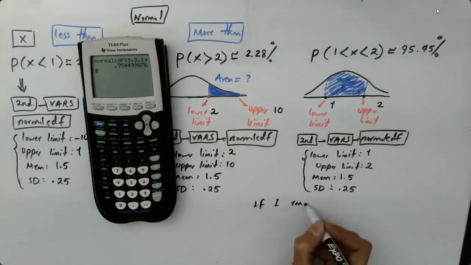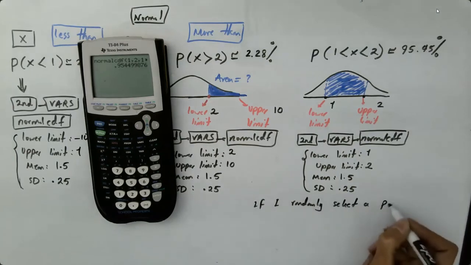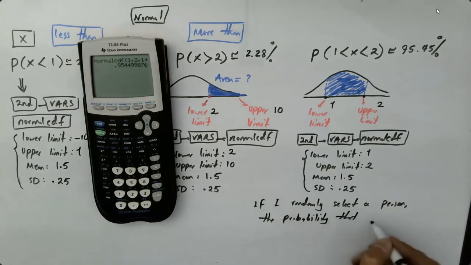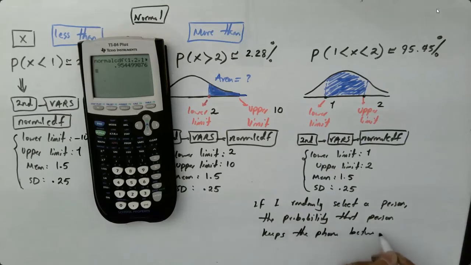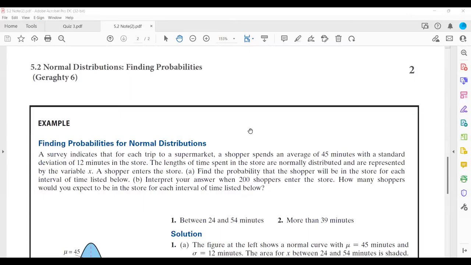That's the probability. So if I randomly select a person, the probability that person keeps the phone between 1 to 2 years is 95.45%. That's the meaning of that. That's the interpretation. Thank you, Abby.